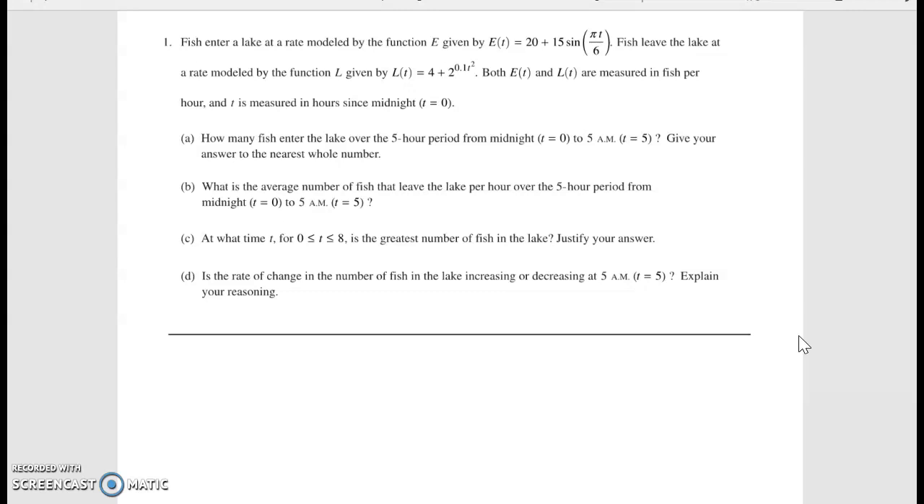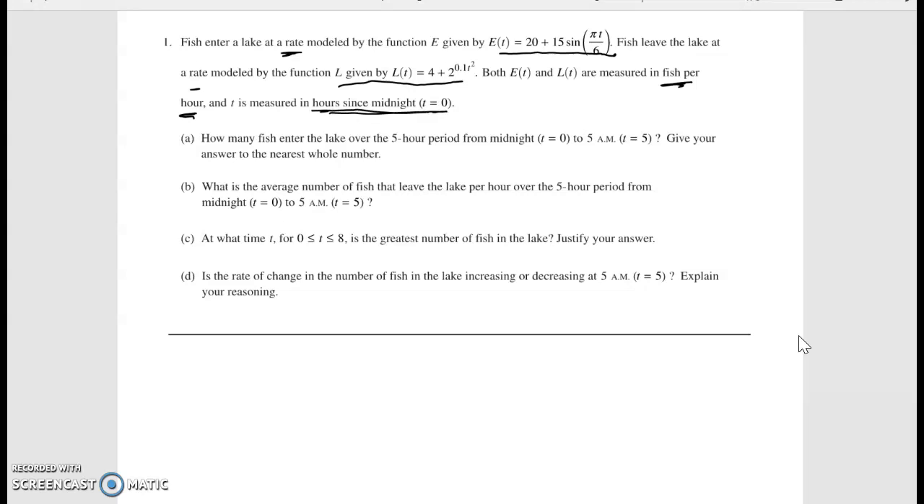It's a calculator question. So we have a rate the fish enter the lake with this function. And the rate at which they leave the lake is this function right here. This is important. We're both measured in fish per hour, and T is in hours since midnight.